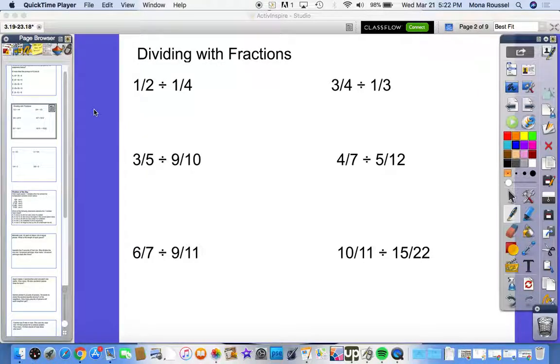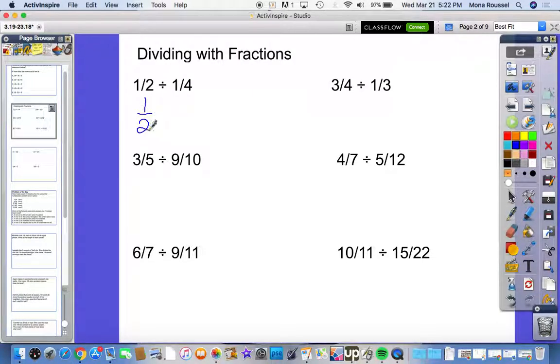Now that you know how to multiply with fractions, we're going to learn how to divide with fractions. And we're going to use the steps in that video that we watched. Keep, change, flip. When we keep the first fraction, 1/2, we change the division sign to multiplication, and then we flip. 1/4 flipped would be 4/1.